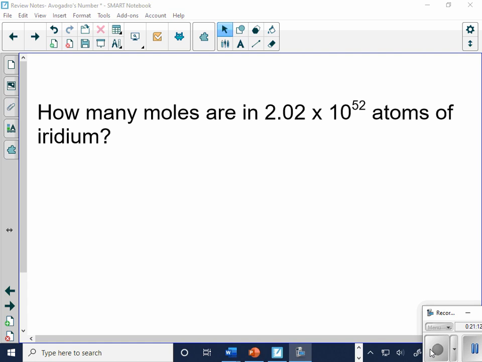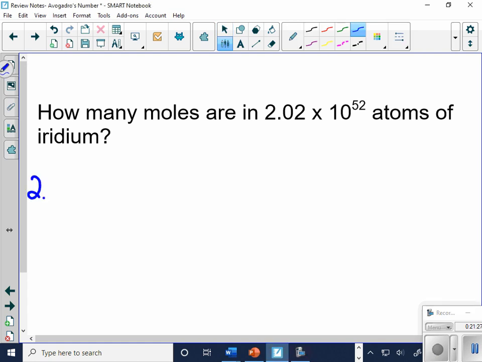I'm down here visualizing my formula units, excuse me, my atoms of iridium, and I've got to go up to moles, which is in the middle. So I'm visualizing that, and I say, okay, I have 2.02 times 10 to the 52nd atoms of iridium.